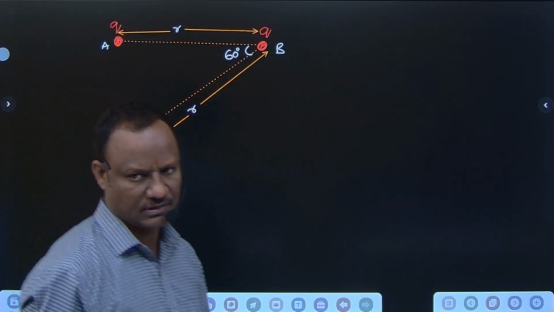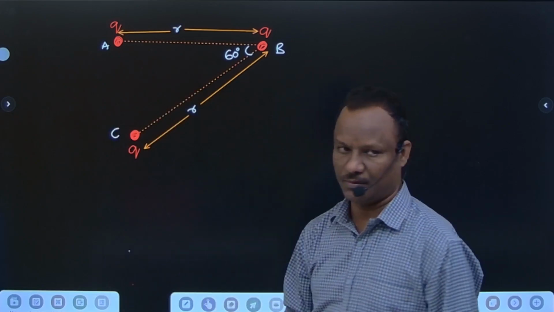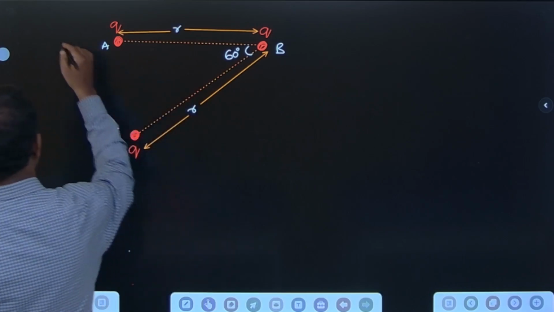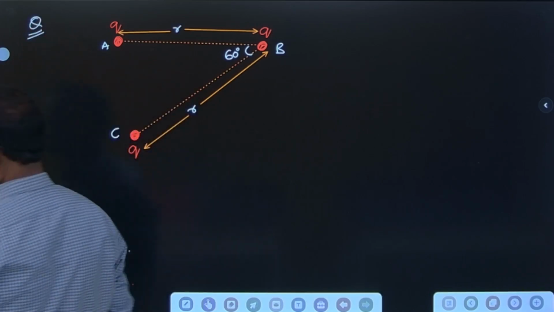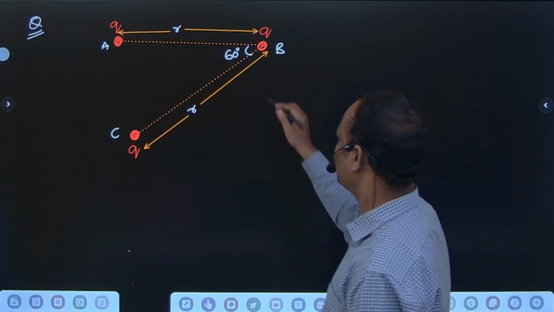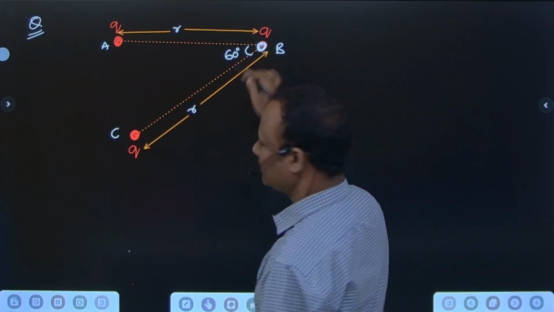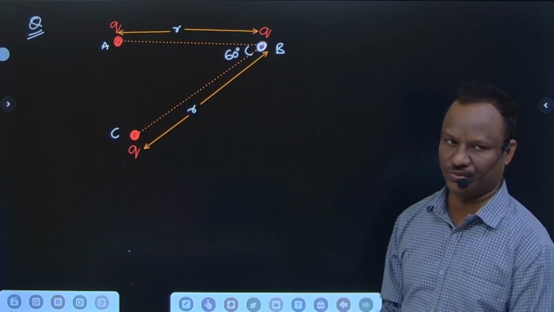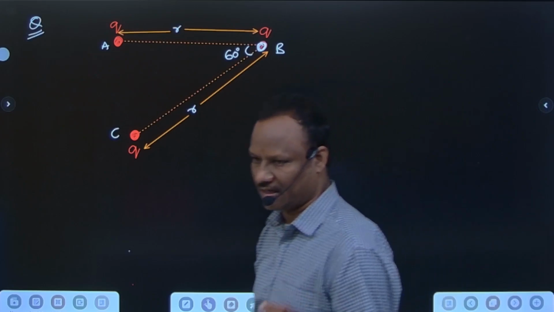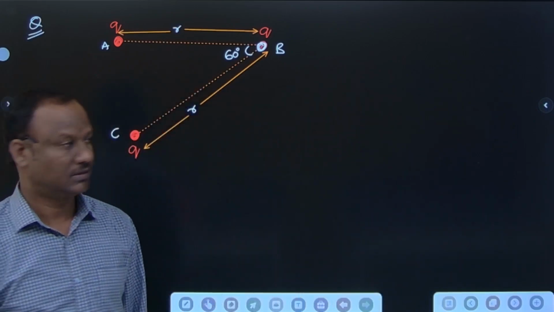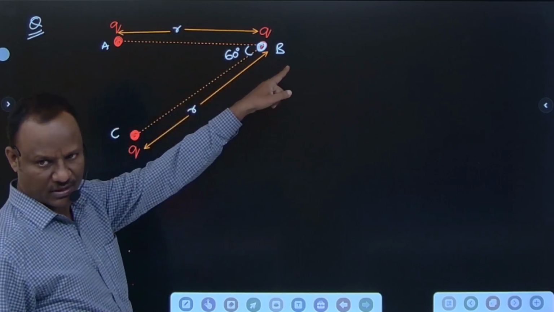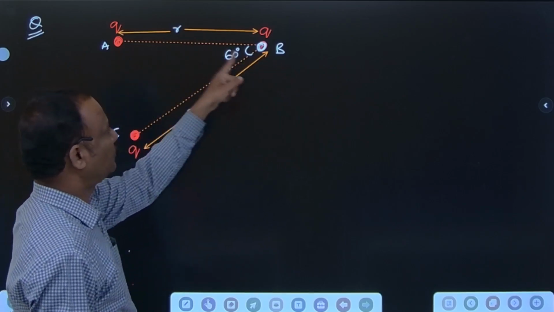Find the net force at the point B, on the charge which is placed on the point B. Here is the question. So the question is, at this point, I am asking to find the net force at the point Q, at the point B. First, we said whether it's attraction or repulsion. These two are like charges. Like charges means repelled. This acts a force on this.